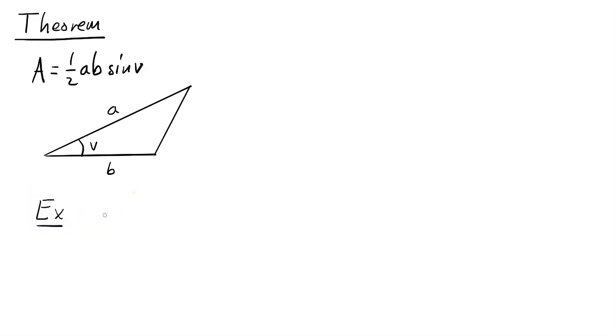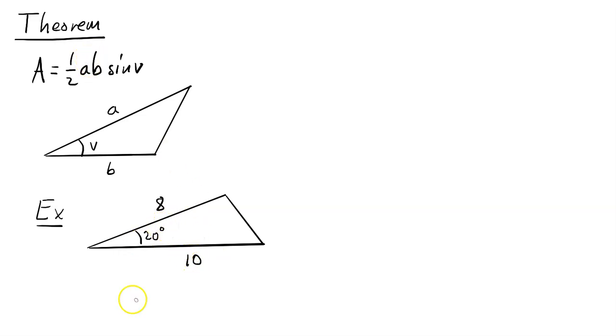So if we have a triangle looking like this, an angle of 20 degrees here, and then lengths of 8 and 10, then we can just use this formula. So the area of this triangle is 1/2 times 8 times 10 times sine 20 degrees.